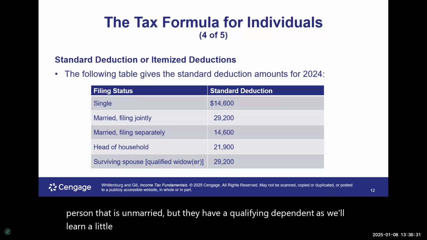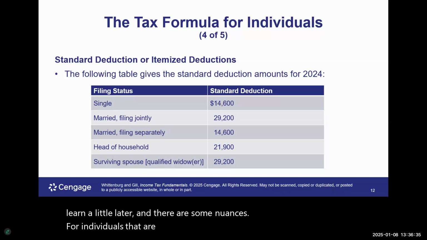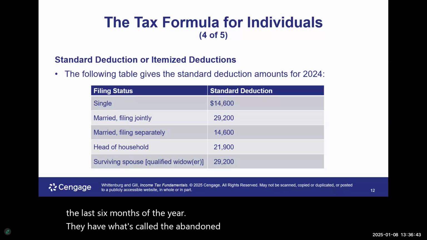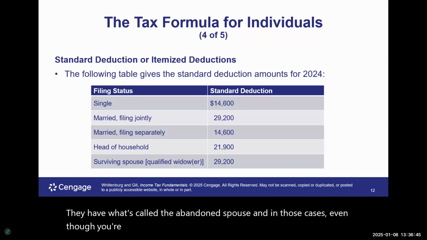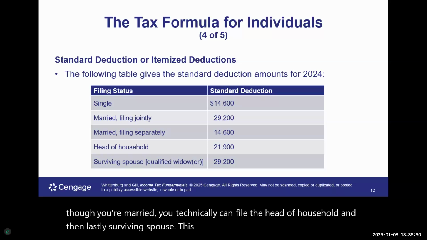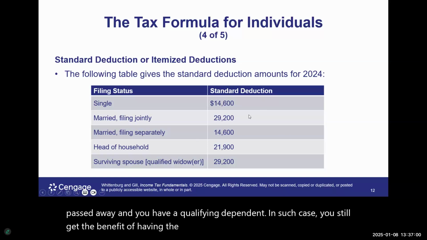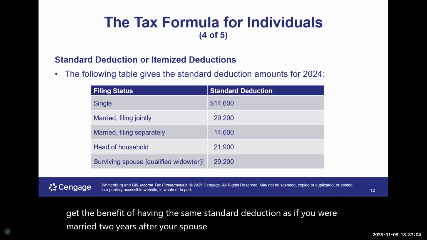And there are some nuances for individuals that are married, but lived apart from their partner for the last 6 months of the year. They have what's called the abandoned spouse. And in those cases, even though you're married, you technically can file as head of household. And then lastly, surviving spouse. This is if you were married and your spouse passed away and you have a qualifying dependent. In such case, you still get the benefit of having the same standard deduction as if you were married for 2 years after your spouse passes away.